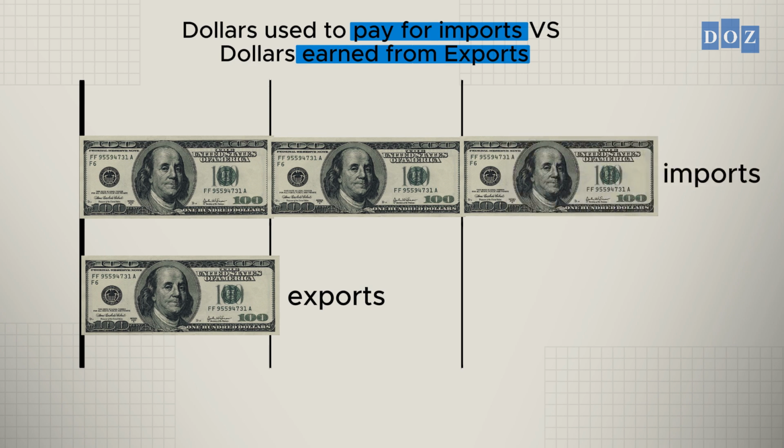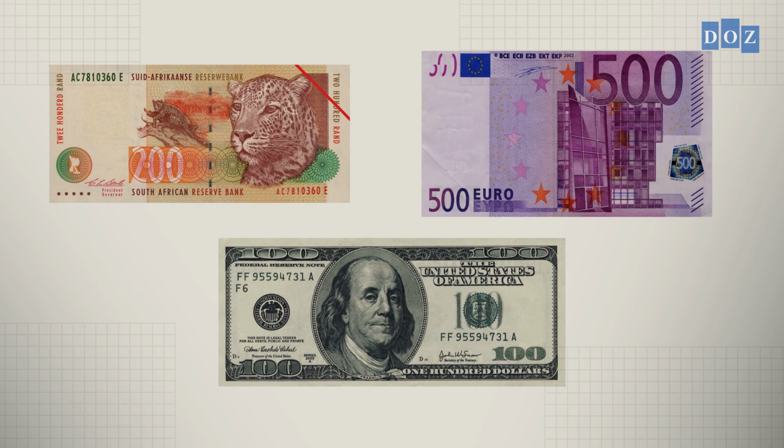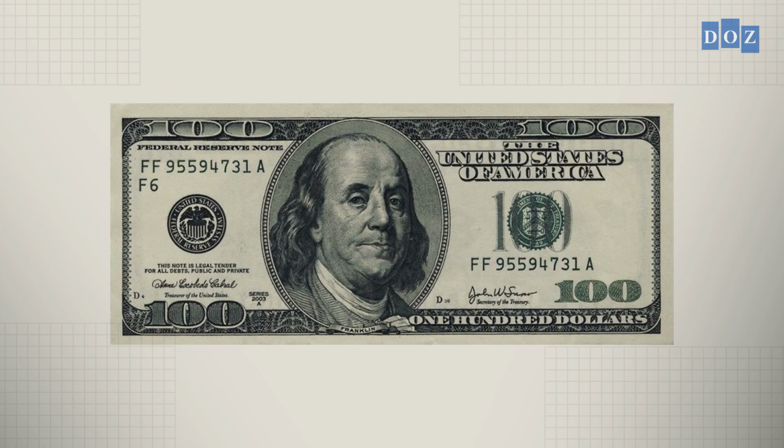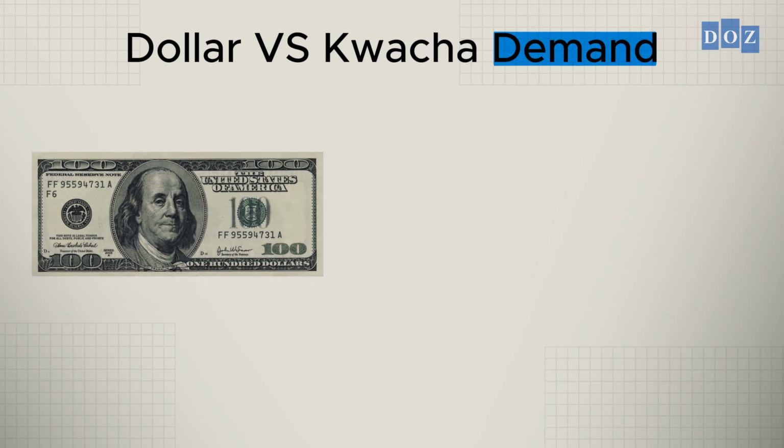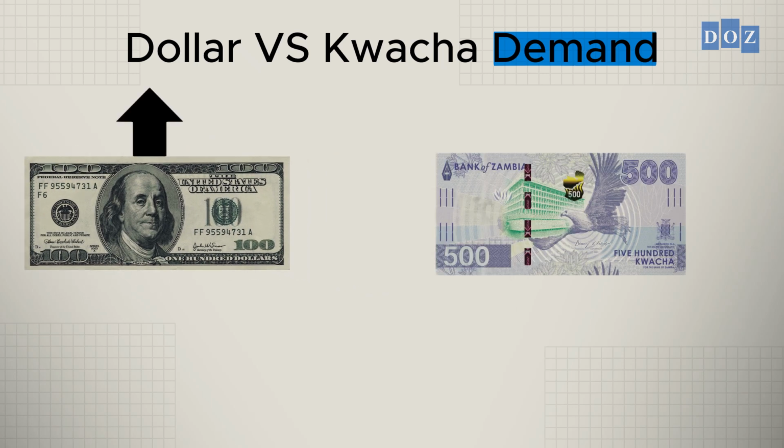So how does the trade deficit affect the Kwacha? To buy goods from other countries, Zambian businesses need to pay in foreign currency, especially in US dollars. But if Zambia is not earning enough dollars from exports, those dollars become scarce. And when something is scarce, it becomes more valuable. So demand for the US dollar rises, while demand for the Kwacha falls. That's why you hear of the Kwacha weakening, because it now takes more Kwacha to buy the same amount of dollar. And that is where the Kwacha depreciates.